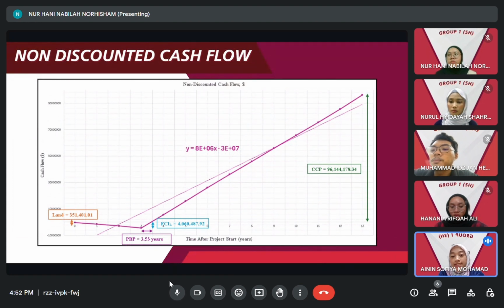As illustrated on this slide, it shows the non-discounted cash flow based on the table before. It can be seen that the slope of the non-discounted cash flow is 8 power of 6. And we have indicated the land cost at year 0 to be $8,000, the fixed capital investment to be paid after the construction period at $4 million, and the fixed capital investment to be fully paid for the payback period of 3.53 years. As can be seen here, the cumulative cash position is located at the 13th year, which resulted to be $96 million.